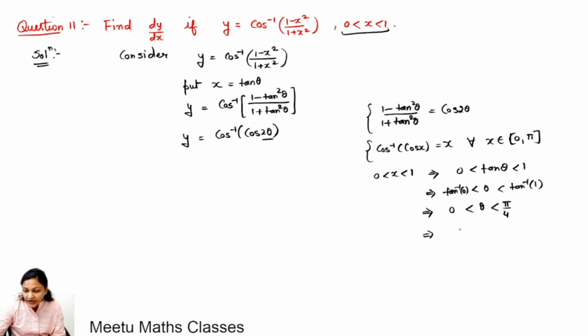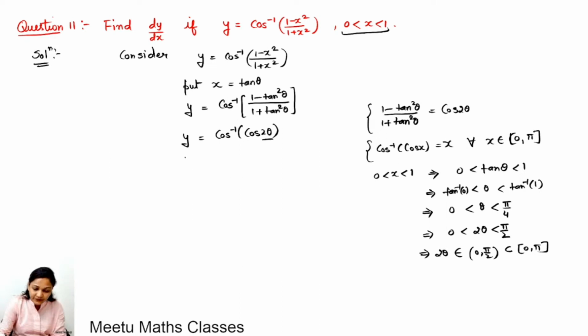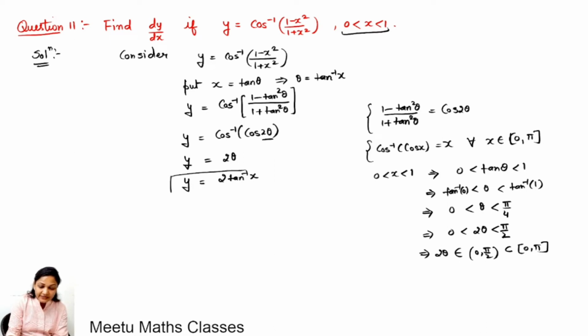Now our 2 theta will lie in between 0 to pi by 2. So 2 theta belongs to 0 to pi by 2, which is a subset of 0 to pi. So hence it is invertible in this, and we can write y as 2 theta only. Now we are going to replace theta by tan inverse of x. So our y will become 2 into tan inverse of x, and this is our function in simplified form.